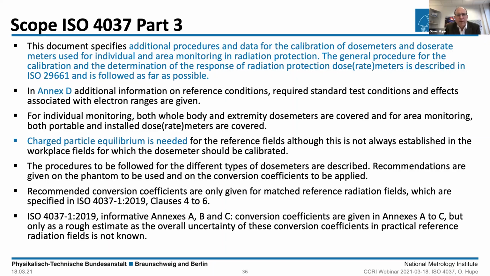This document specifies, in part 3, additional procedures and data for the calibration of dose rate and dosimeters. The general procedure for the calibration and the determination of the response of radiation protection dosimeters is described in ISO 29661. In Annex D, additional information on reference conditions, required standard test conditions, and effects associated with electron ranges are also given. For individual monitoring, both whole body and extremity dosimeters are covered, and for area monitoring, both portable and installed dosimeters are covered. I think that is important, that you can calibrate any dosimeter.